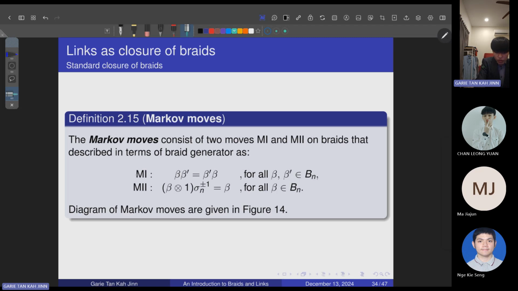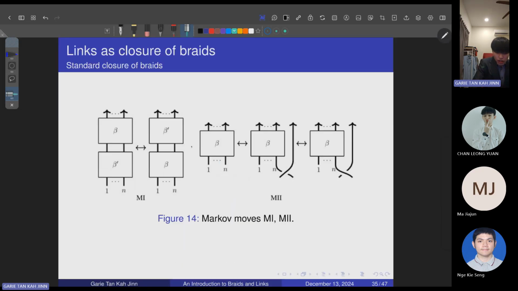Then I can define the Markov moves and write them in terms of the braid generators. Markov move 1 is that beta beta prime equals beta prime beta. The second move is beta tensor adding one strand, and I cross at the bottom, because following the order of composition of functions, I cross at the bottom. Then it equals this beta. Looking at the diagram, it will be very clear. So Markov 1 just means that I can interchange these two. Markov 2 means that I add one string and cross at the bottom. I can do this in two ways, and of course I can also go back.